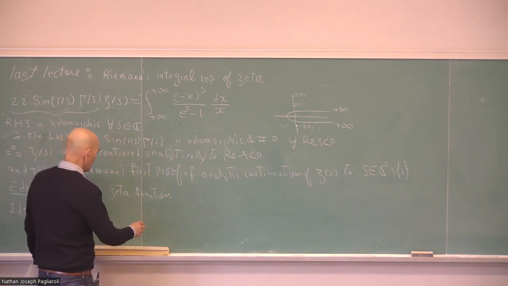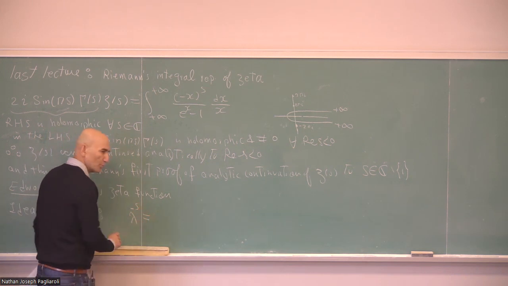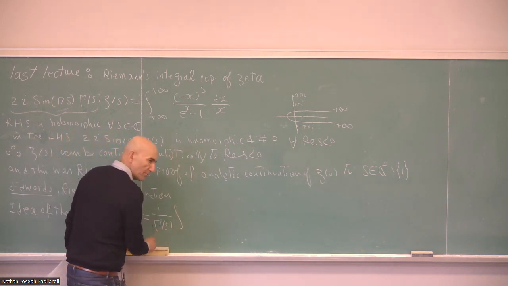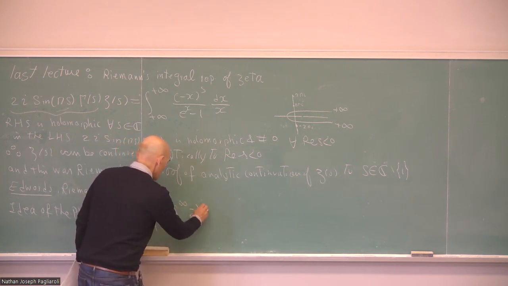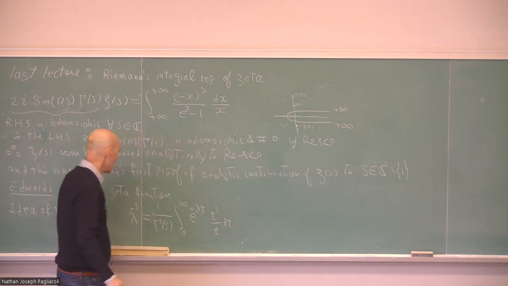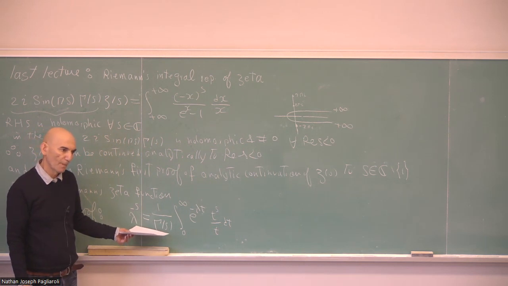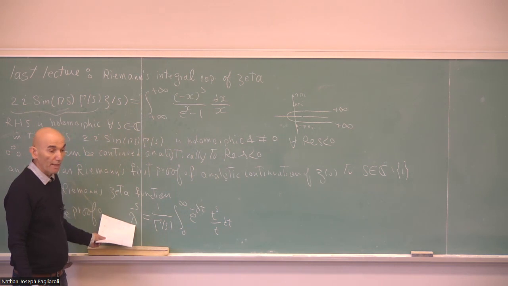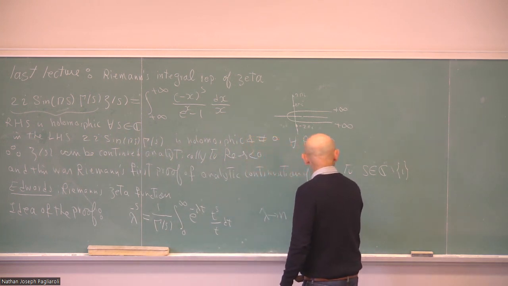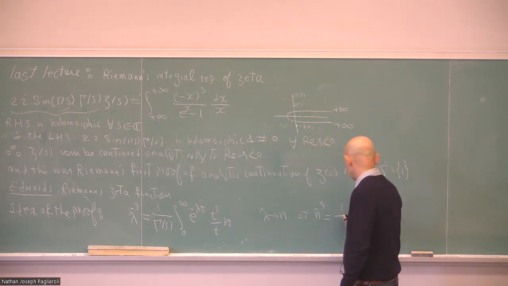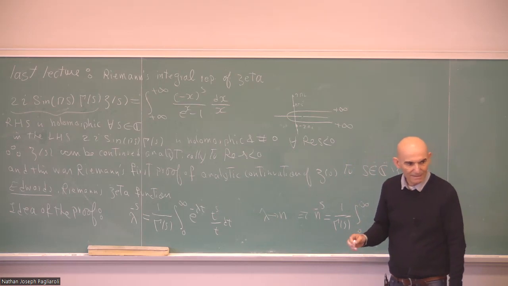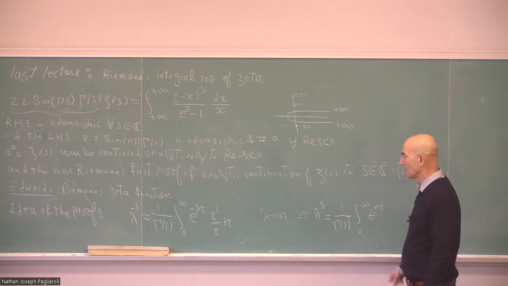Of course, the starting point is the formula lambda to the power minus s equals 1 over gamma of s, integral from 0 to infinity of e to the minus lambda t, t to the s over t dt. For both proofs, this is always the starting step. And then you replace lambda by n. Then you get n to the minus s equals 1 over gamma of s, integral from 0 to infinity of e to the minus nt, t to the s over t dt.